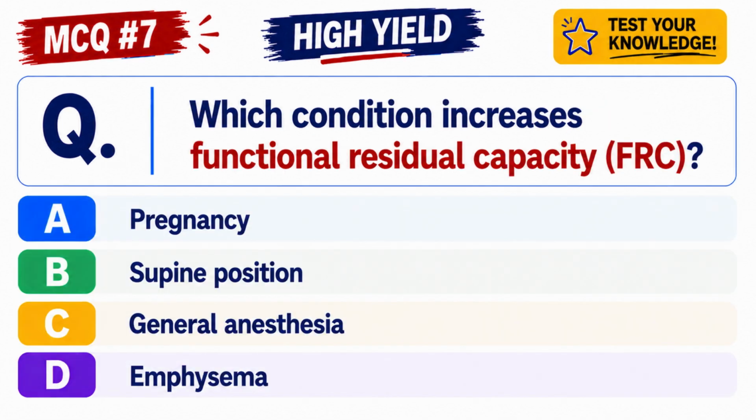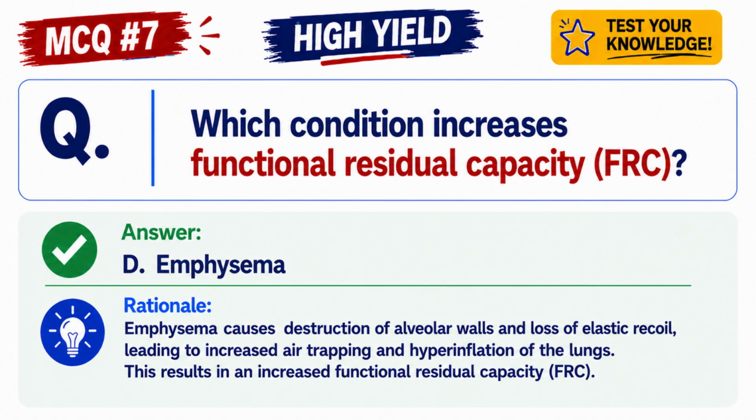Question 7. Which condition increases functional residual capacity? A. Pregnancy. B. Supine position. C. General anesthesia. D. Emphysema. The answer is D. Emphysema.